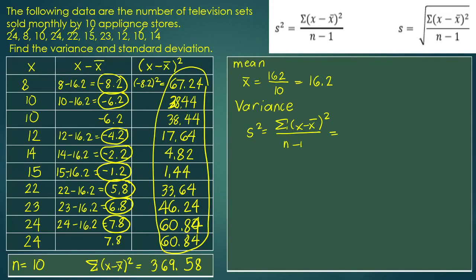What is the numerator equal to? 369.58. And we have 10 minus 1. So what is 369.58 divided by 9? 41.06. So this is now the variance.